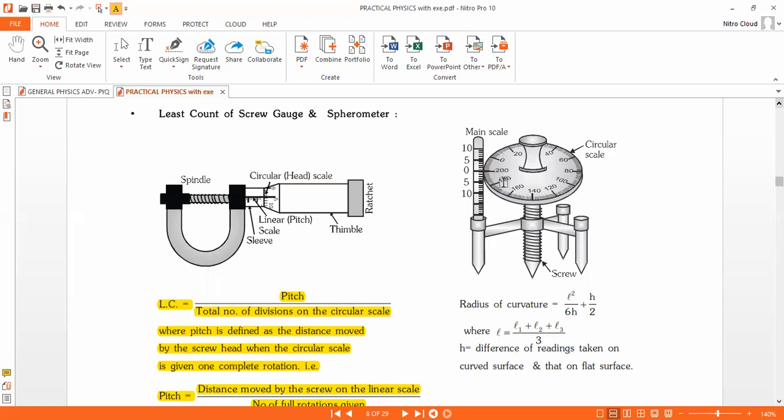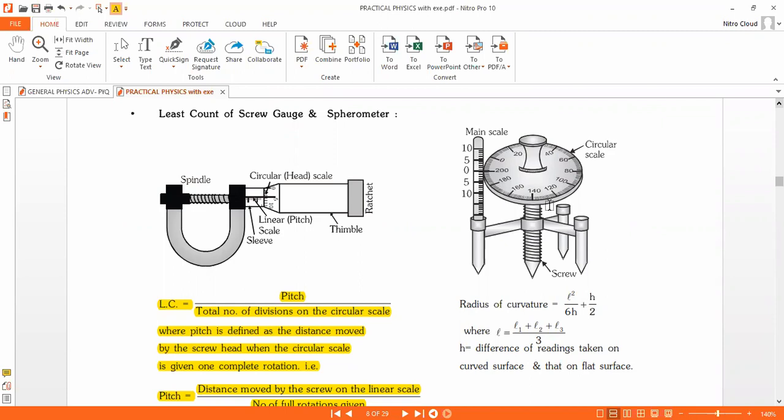Usually this circular scale will be in centimeters. Not only 0 to 20: between 120 and 140, we have 20 divisions. That means we can say one division is equal to 1 centimeter.